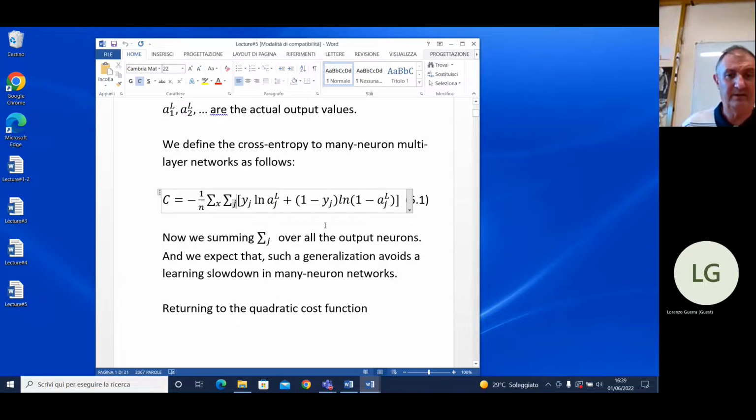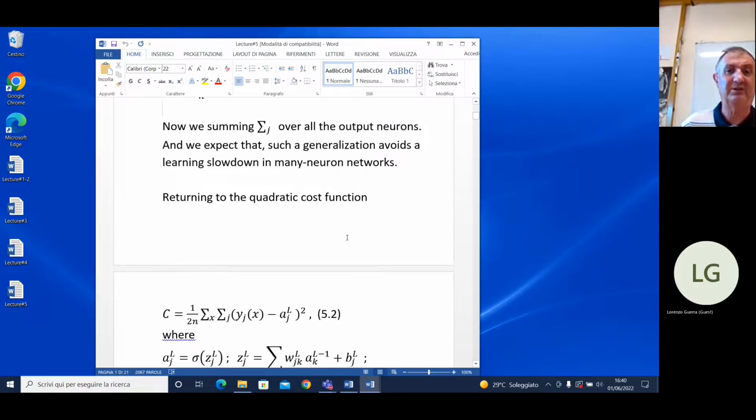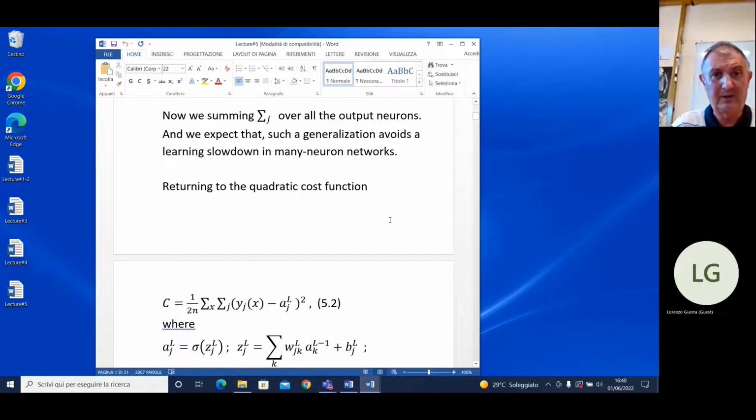Now for any number of neurons and multi-layers, we sum over the output neurons. Yes, so now it is summing only over the output neurons. And we expect that such a generalization avoids a learning slowdown in many-neuron networks, and really it succeeds.